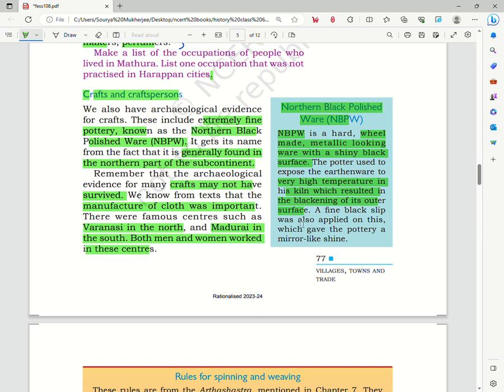A fine black slip was also applied, which gave the pottery a mirror-like shine. So we see the reason behind this metallic looking black shiny surface was because when they were made, the potter used to heat these earthenware inside a furnace to a very high temperature. So the mud that was used got black in color, and a fine paste was applied on its surface that gave it a mirror-like shine. That is the metallic sort of shine that it gets, because black slip is applied on its surface.